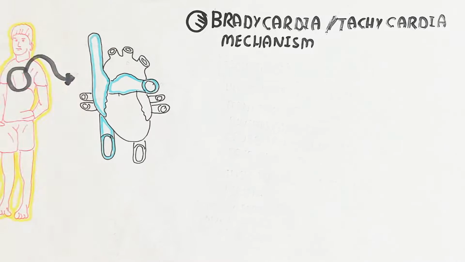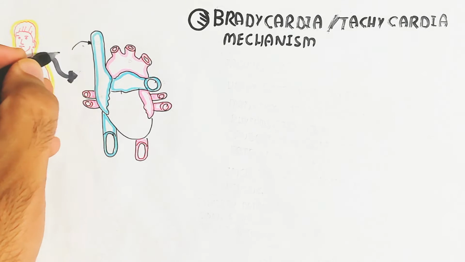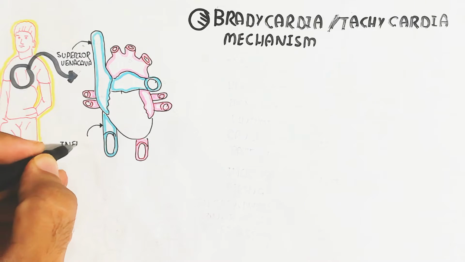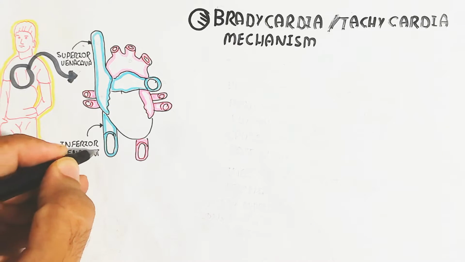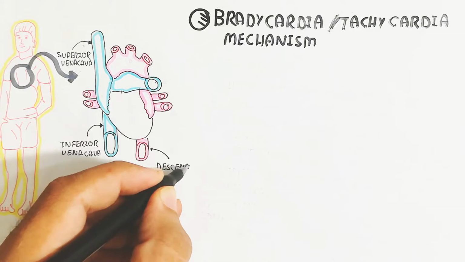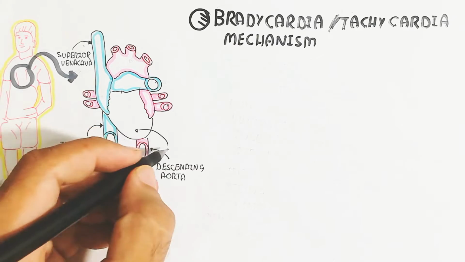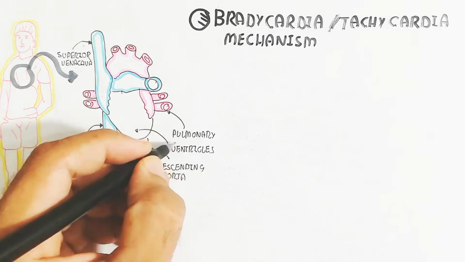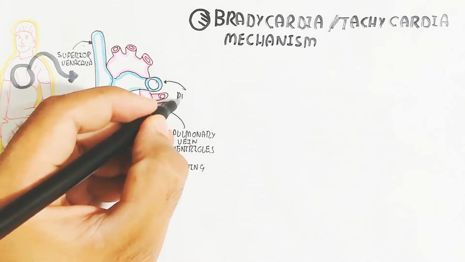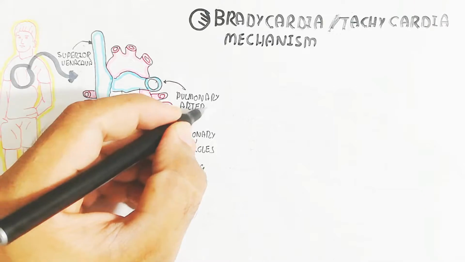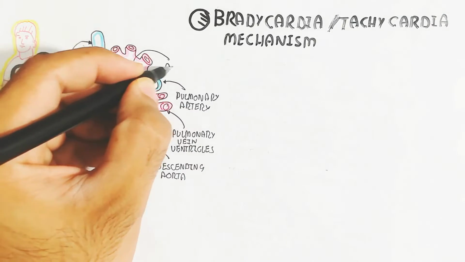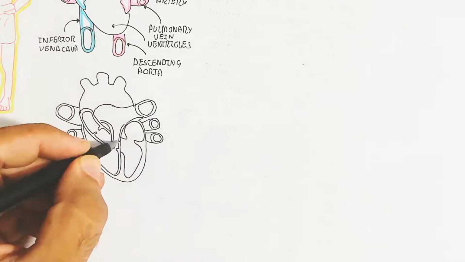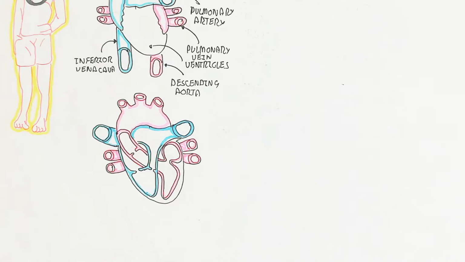So this is the person containing a heart, and this is the heart with the superior vena cava and the inferior vena cava, which contain deoxygenated blood toward the heart, while the descending aorta and aorta carry the oxygenated blood toward the body, the systemic circulation. And this is the pulmonary vein and pulmonary artery. The pulmonary artery contains deoxygenated blood toward the lungs, while the pulmonary vein contains oxygenated blood toward the heart.